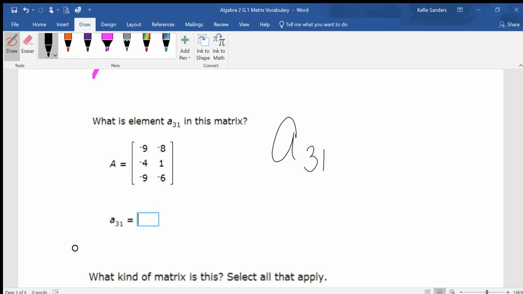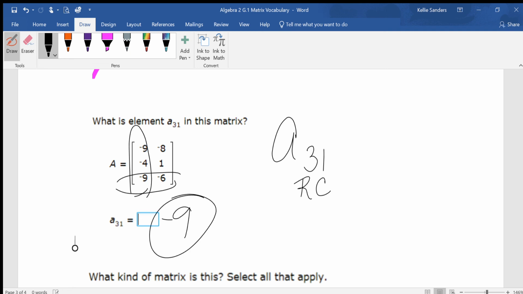What element, let me back up. What is element A sub 31 in this matrix? The 3 is the row, and the 1 is the column. So row 3, column 1, negative 9 is where they meet. That's the element in that spot.